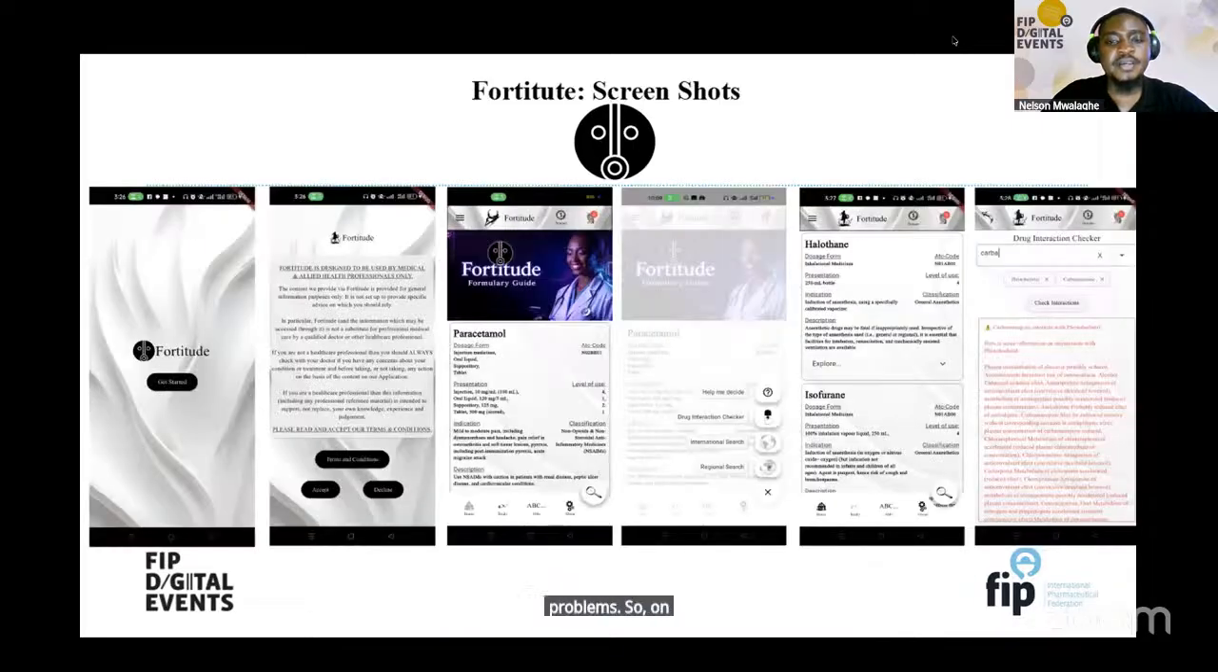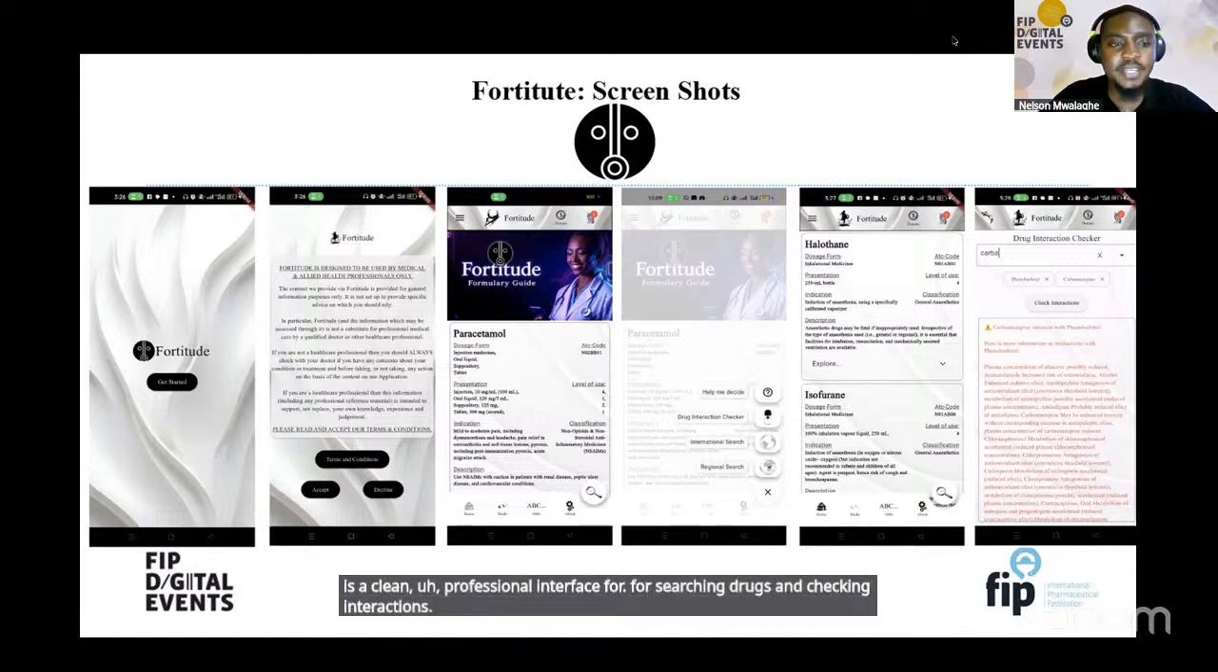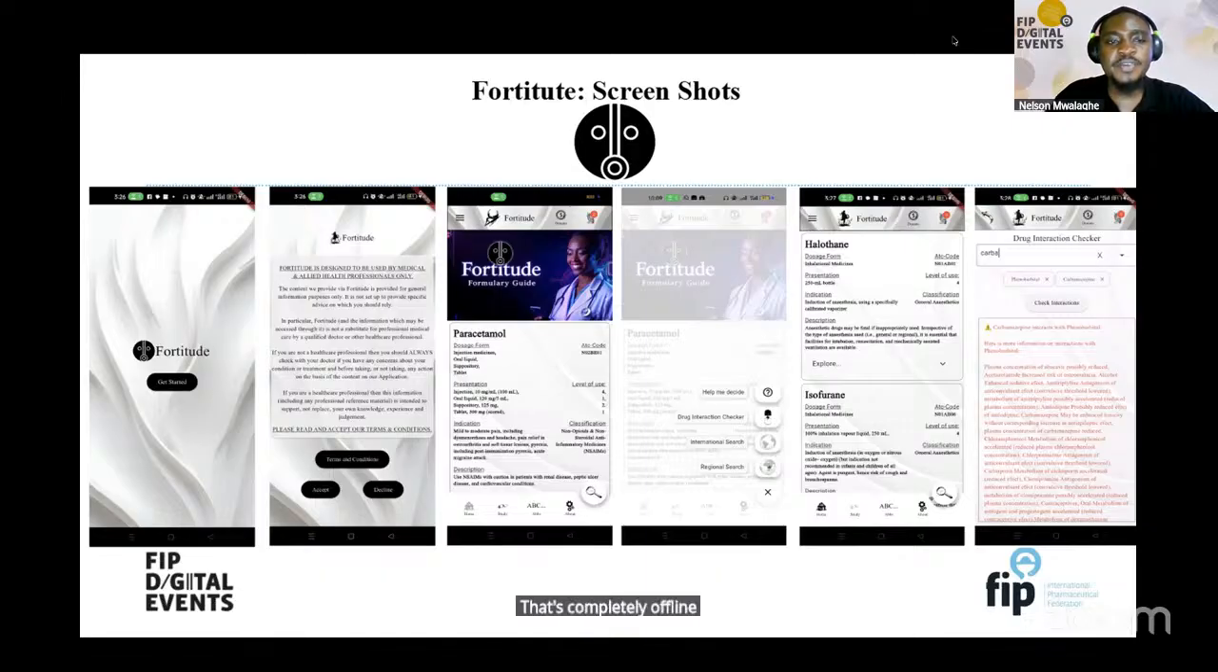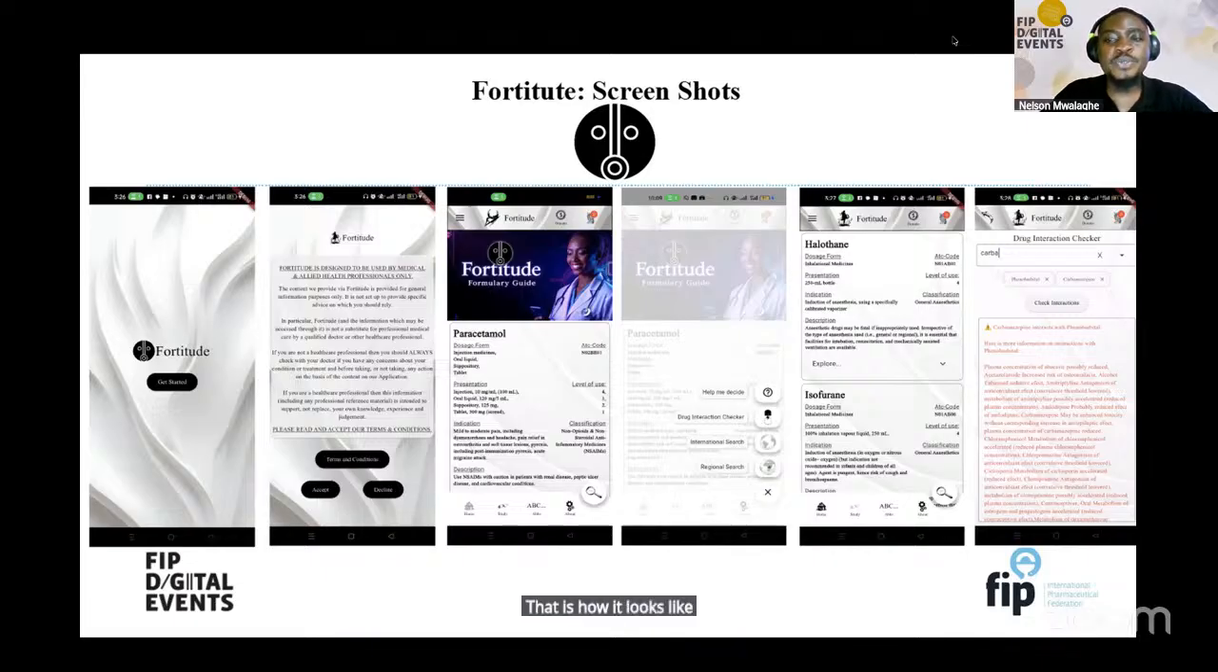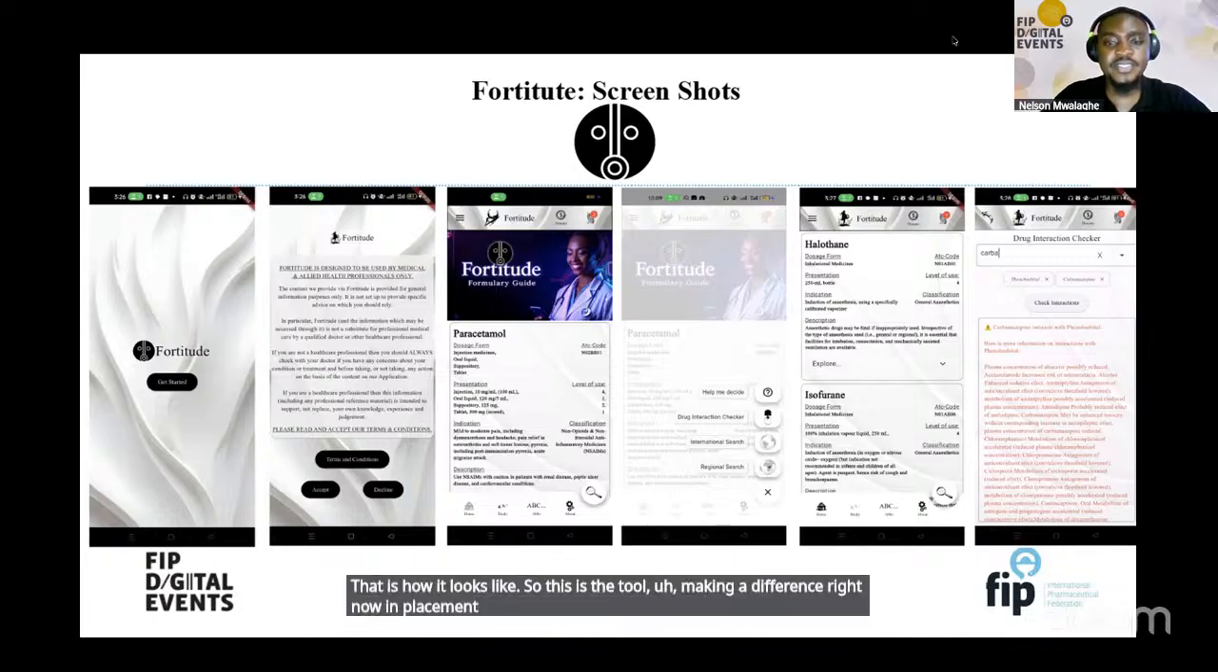So on this slide, here is Fortitude in action. Here's a clean professional interface for searching drugs and checking interactions. That's completely offline. For those who have scanned or visited the web application, that is how it looks. So this is the tool making a difference right now in Taita Taveta County, Kenya.